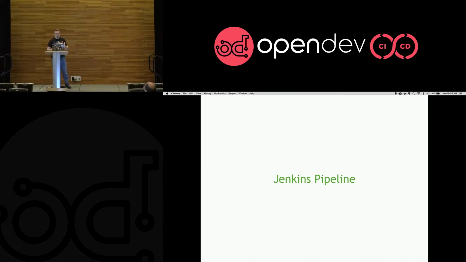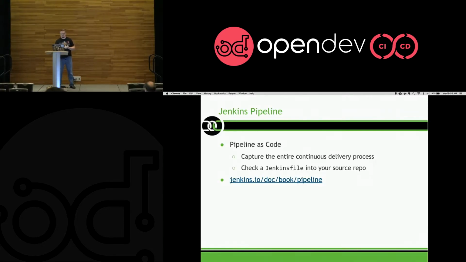So Jenkins Pipeline was Jenkins' long-time CI/CD tool. Jenkins Pipeline was created to support the evolution of continuous integration to continuous delivery for the entire industry. Jenkins Pipeline is a tool for defining your continuous delivery process as code and checking it in along with your project. The pipeline allows you to capture the entire continuous delivery process. You store it in a Jenkinsfile.